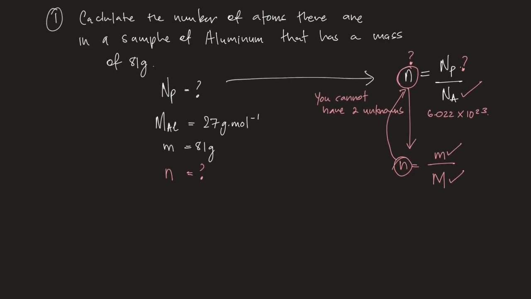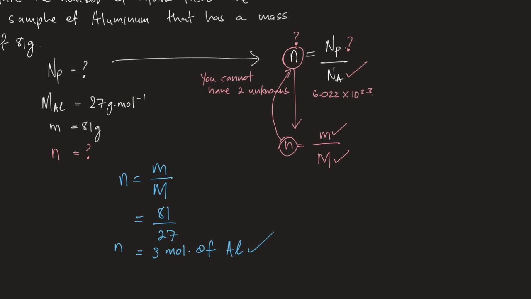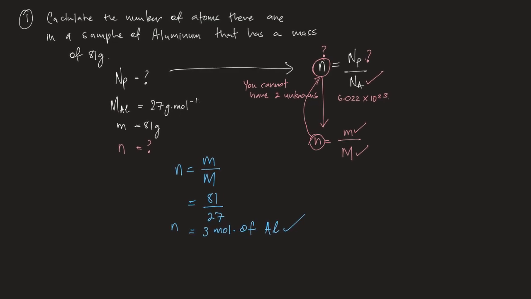I'm just going to go through it with you. So the first thing we need is number of moles. So we're going to say N is equal to little m over big M. Get a mark there. The mass here is 81 and the molar mass is 27. All right, put that into your calculator and you should get N is equal to 3 moles of aluminium. Okay, done, sorted.